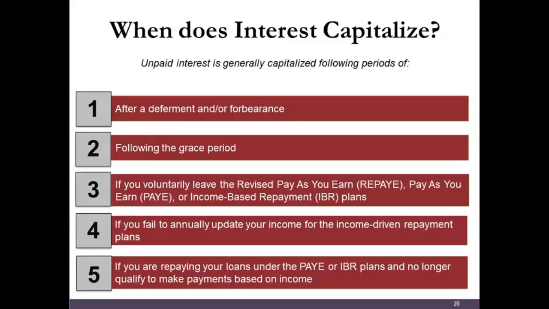And the last thing is if you're paying your loans under the Pay As You Earn or IBR plan and no longer qualify to make payments based on your income. That one's a little bit harder to get to because you'd probably have to be making a substantial amount of money in order to not have a partial financial hardship. So I wouldn't worry about that one too much, but the top four are very important.